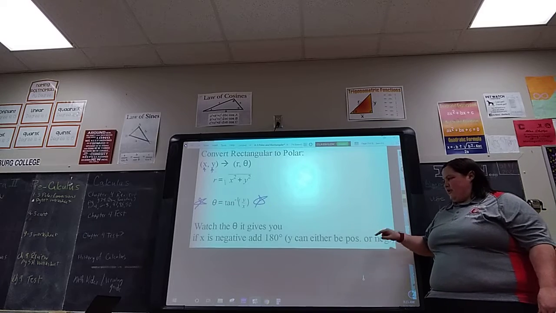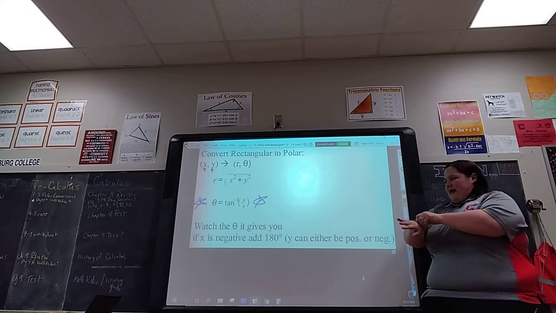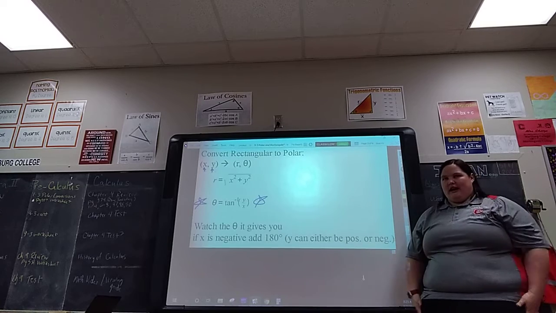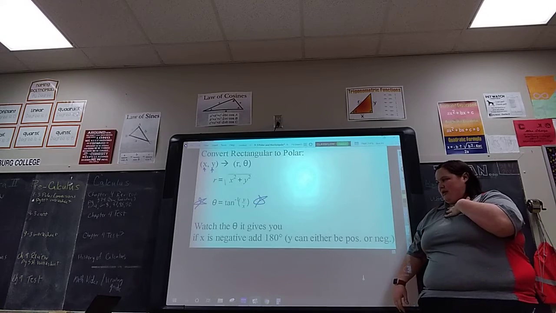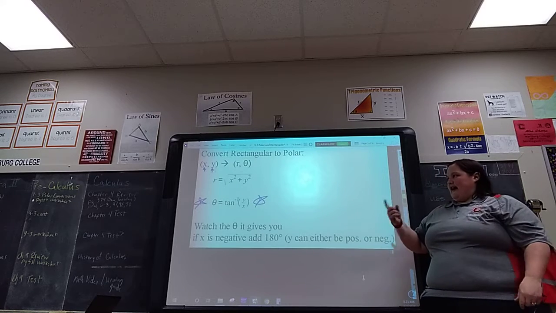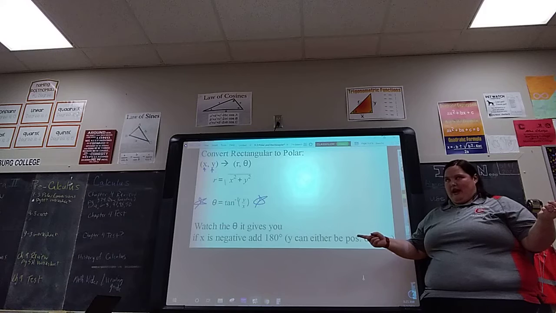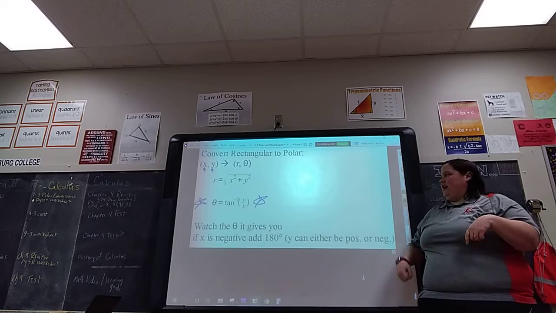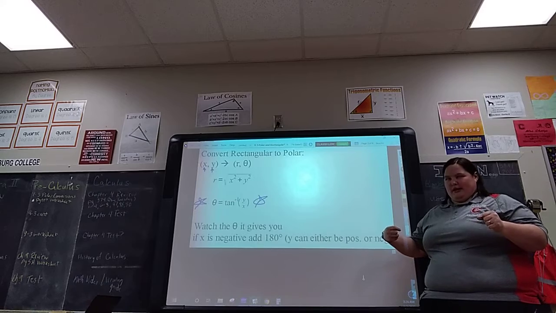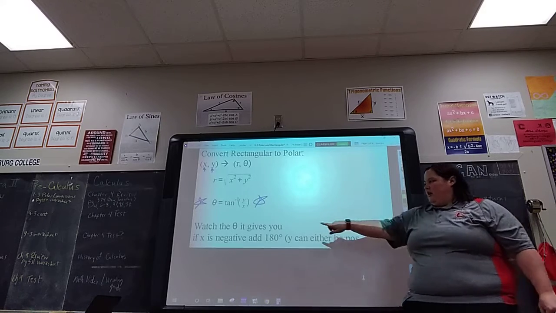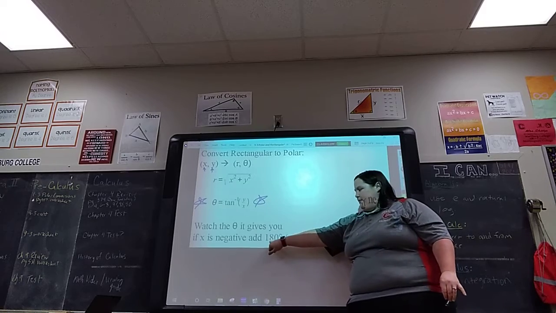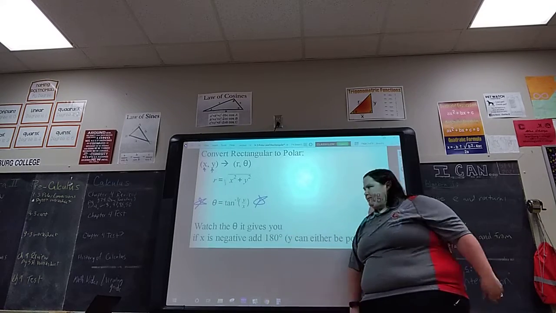Now for the y in parentheses, it doesn't matter if it's positive or negative. If x is negative at all, the negative on x trumps whatever y is, and you have to add a half rotation. So if x is negative and y is positive, you add a half rotation. If they're both negative, you still add a half rotation. Okay, that's where it gets a little bit tricky. So if x is negative at all, the angle that you get from the tangent formula is off by a half rotation, so add 180.